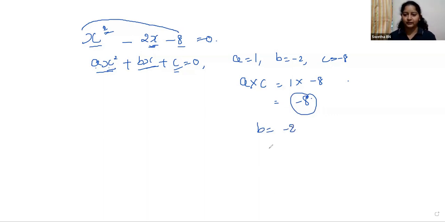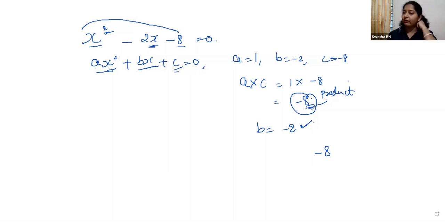See, you have to take any two numbers such that the product is minus 8 and the sum is minus 2. You have to find which are the two numbers. Okay, the product should be minus 8, and just take the factors of 8. The sum should be minus 2.